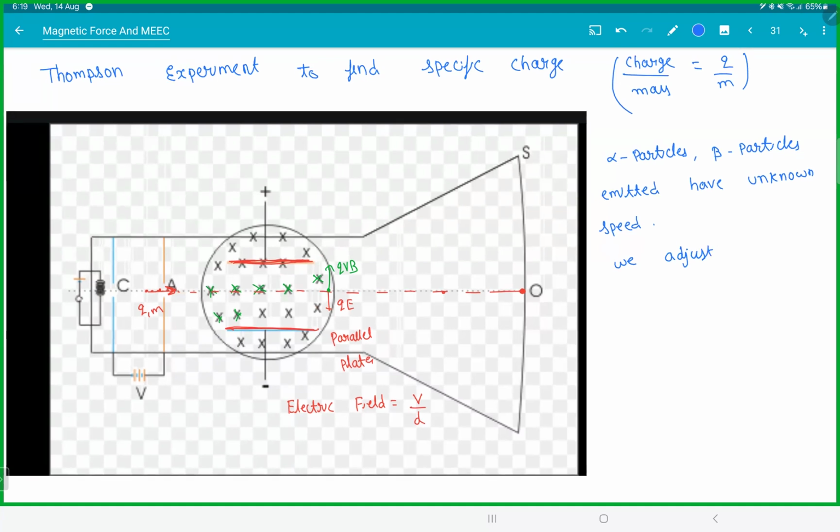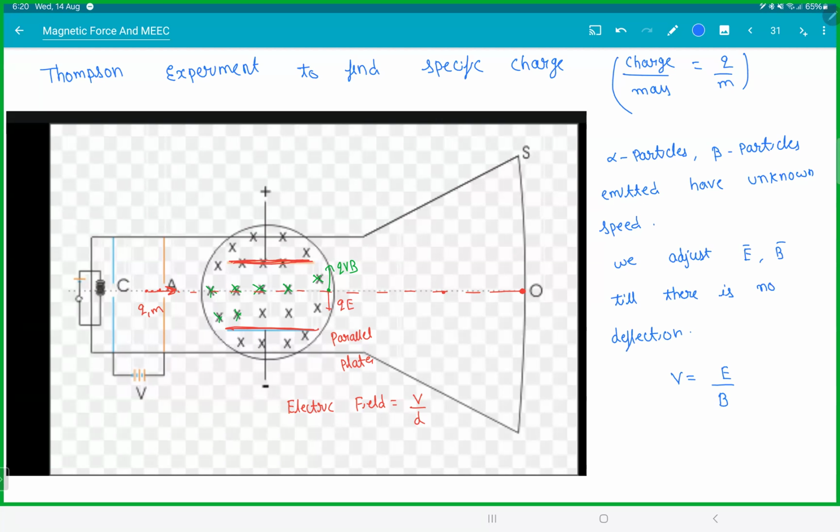Technically, we normally adjust E only. That is easy to change because of the battery. We adjust electric field and magnetic field till there is no deflection. And from there, we can get the velocity as E by B. Clear? So there you got the velocity.